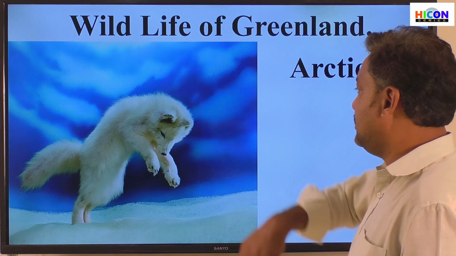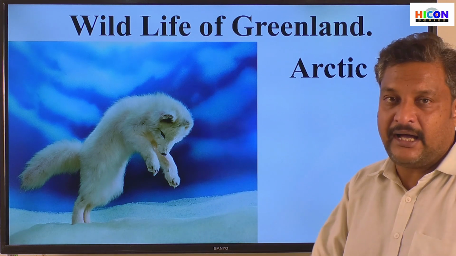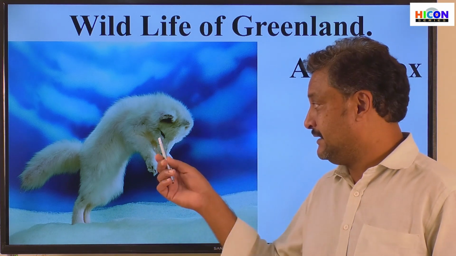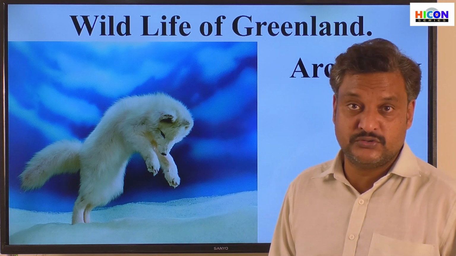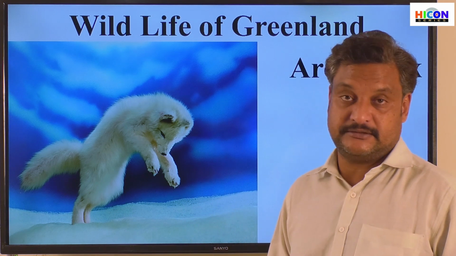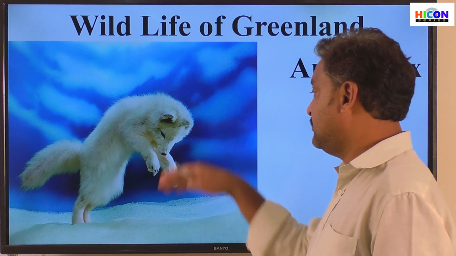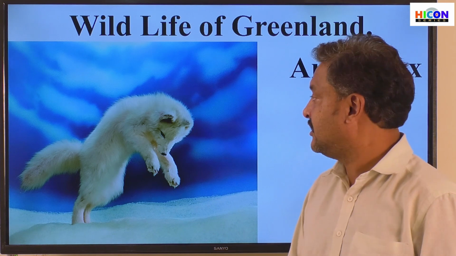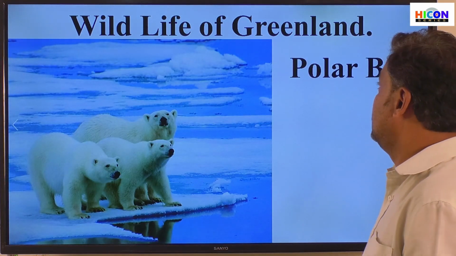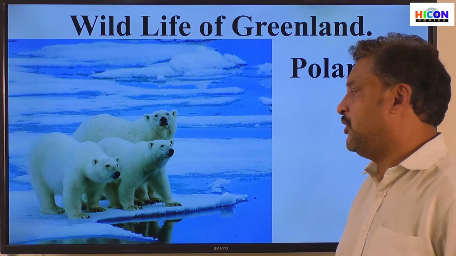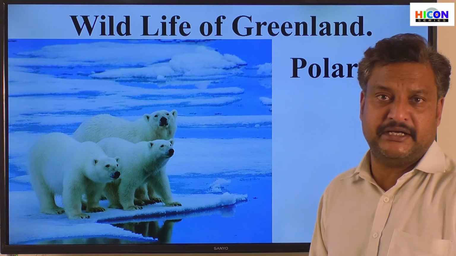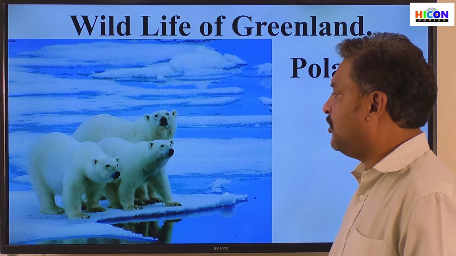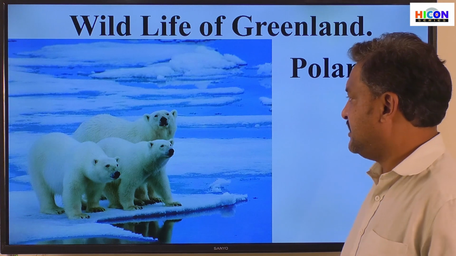See, the fox is actually jumping to break the ice to get the fish inside it. A hunting technique which usually foxes won't do, but the Arctic fox does it. Okay, it jumps and breaks the ice and catches the fish under it. Next, polar bear. So when we think about the polar region, polar bears are the animals that come to our mind, isn't it? Very huge bears with a very thick furry body. Right? Yes.